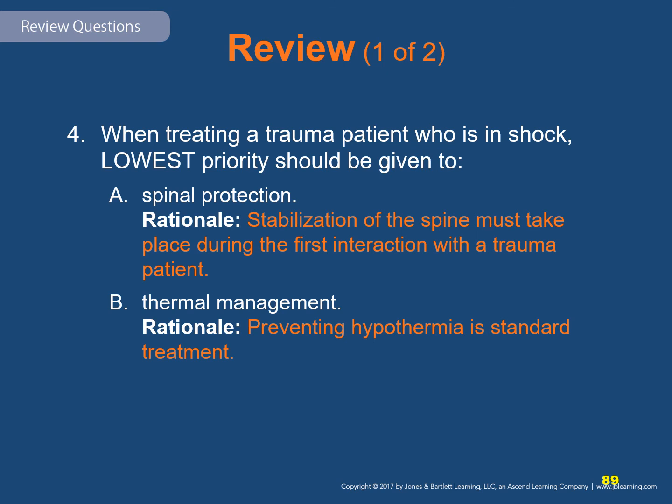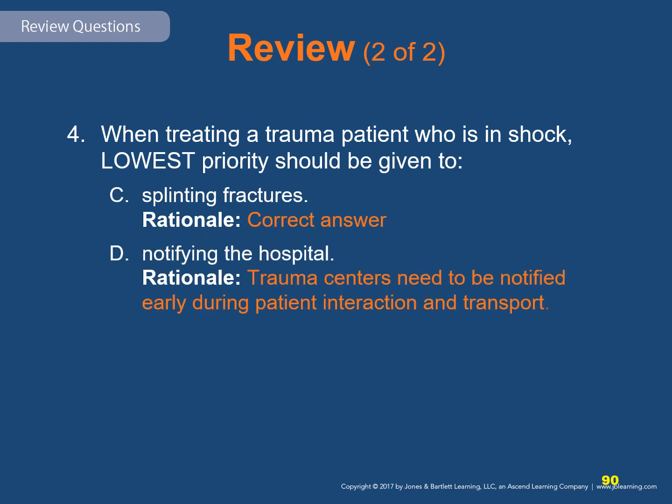When treating a trauma patient who is in shock, lowest priority should be given to A, spinal protection. Stabilization of the spine must take place during the first interaction with the trauma patient. B, thermal management. Preventing hypothermia is standard treatment. C, splinting fractures is the lowest priority. D, notifying the hospital. Trauma centers need to be notified early during the patient's interaction and transport.